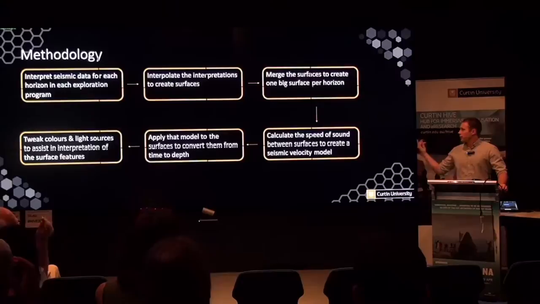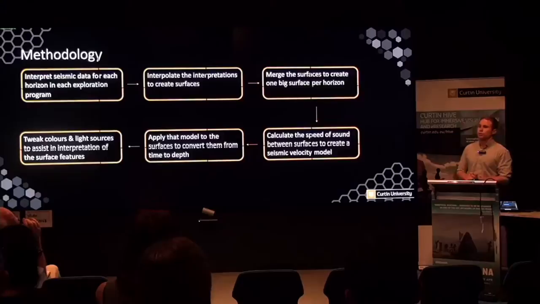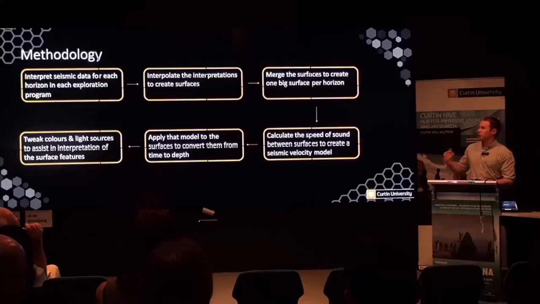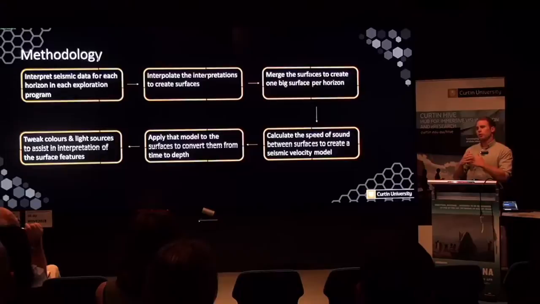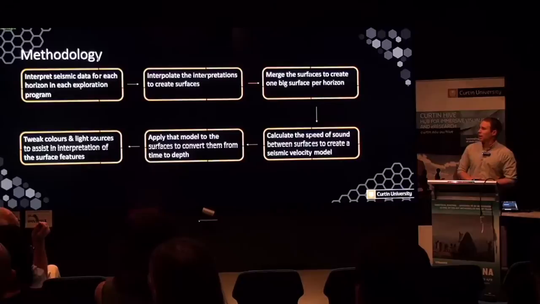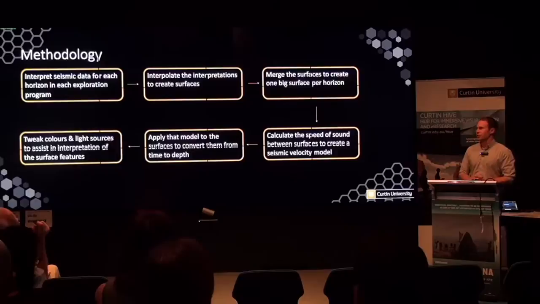Then you calculate the speed of sound between each surface, because the seismic data is based on sound reflecting off the rocks, so it's not true depth. You need to work out how fast it's going between each layer in order to back calculate how deep it actually is. So you create a model using that and apply it to each of the surfaces, and that will affect the shape of the surface. It can be quite dramatic how much it changes, depending on the depth of rock above it and the seismic velocity contrasts that you pass through. And then finally, tweak the colors and lighting effects so that you can pick out the significant features. And then you can interpret the surfaces and see what's going on in the area.